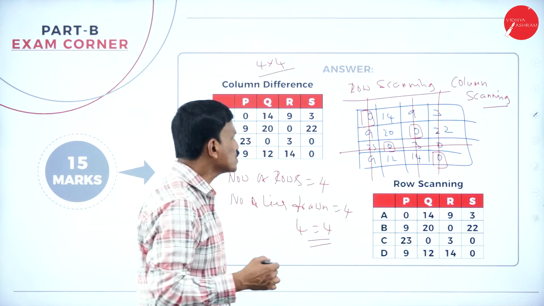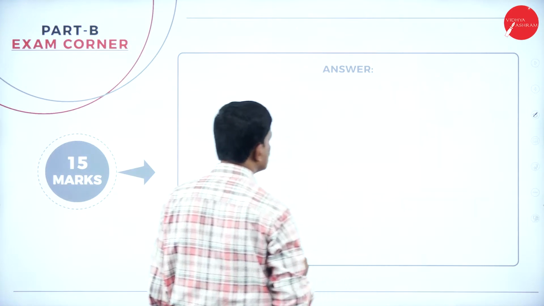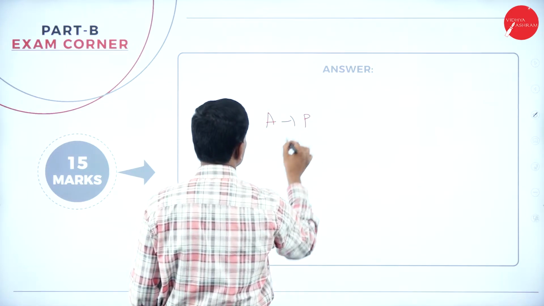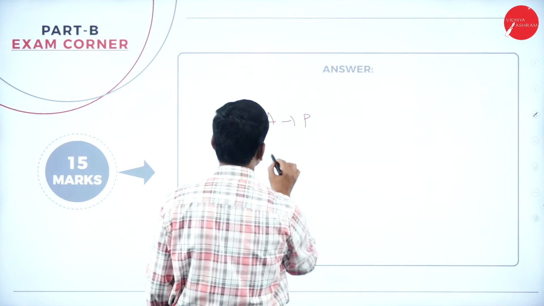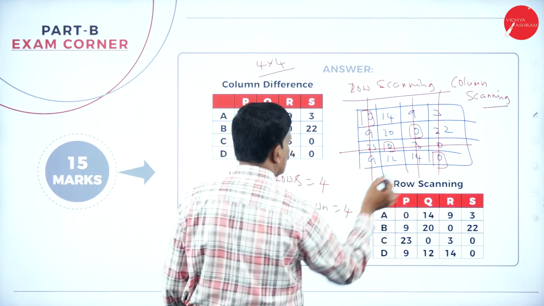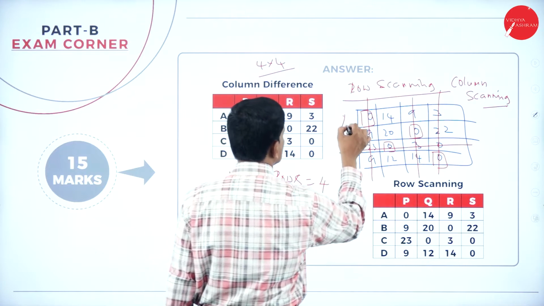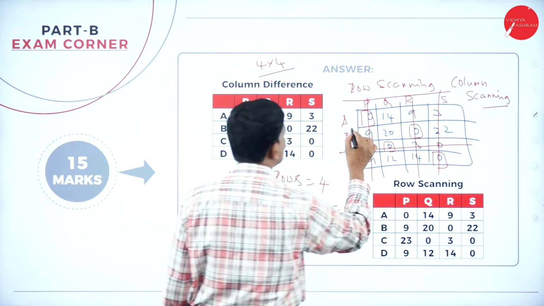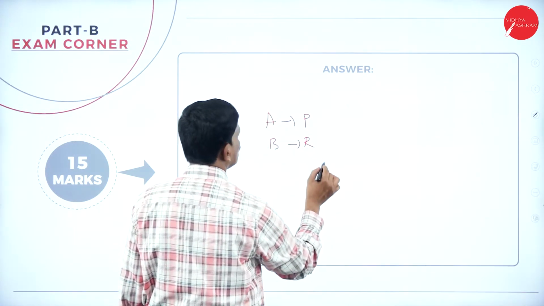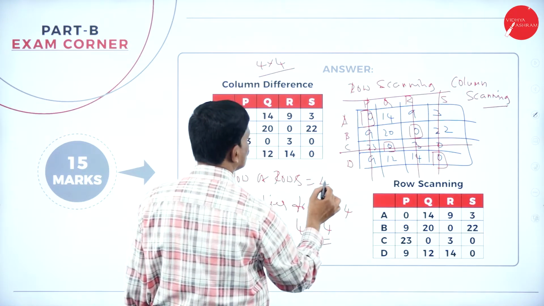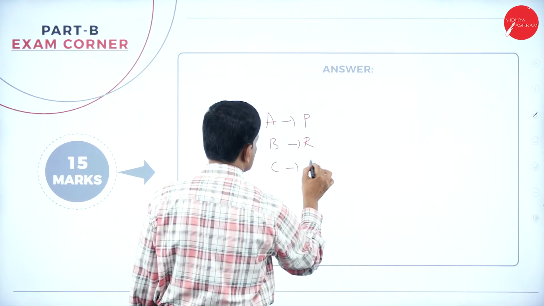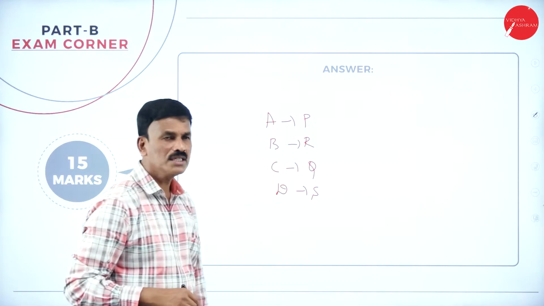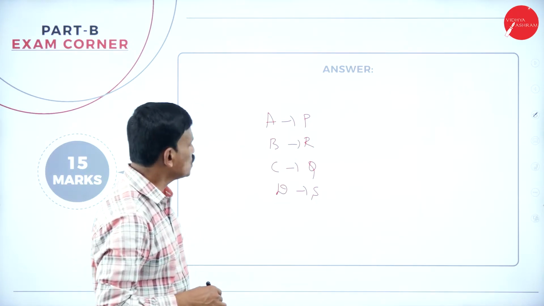Now how are you going to assign? Let us assign like this. This is A, B, C, D, P, Q, R, S. Now A to P first, next B to R, next C to Q, next D to S. This is the assignment. So A to P, B to R, C to Q, and D to S.